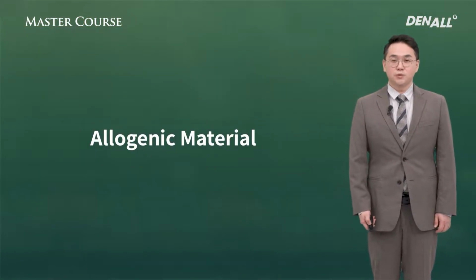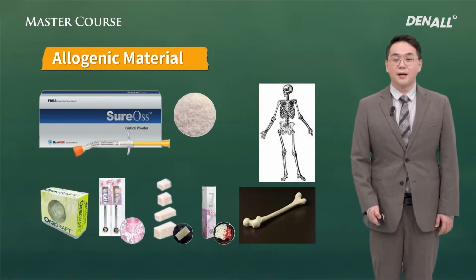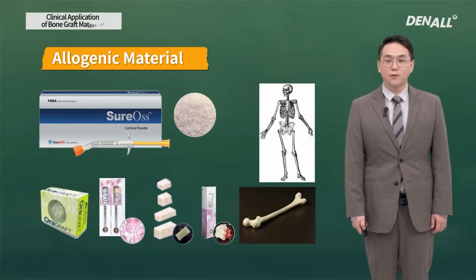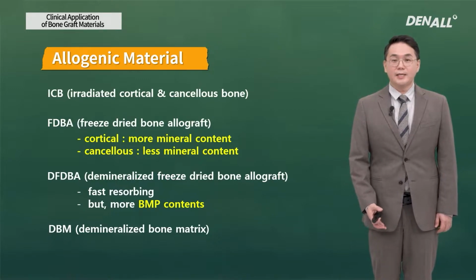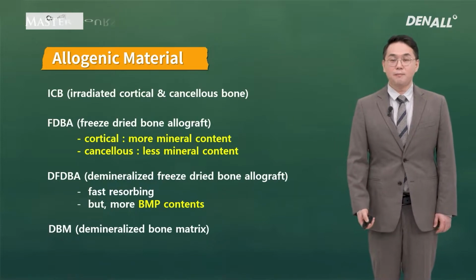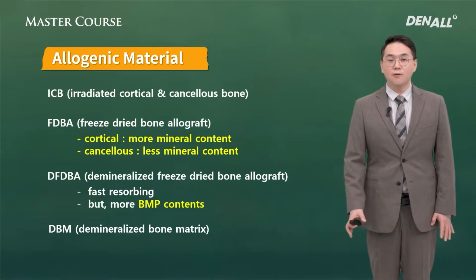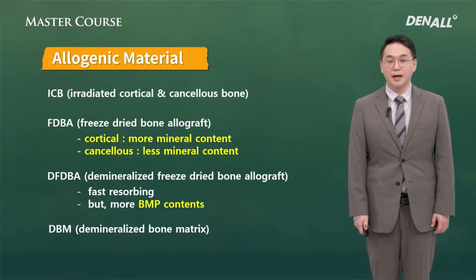Next, allogenic material. This is the processed bone from a donated corpse. There are many different allogenic materials in the market. With this material, it is very important to remove the antigenicity. It is similar to organ transplant that requires the removal of antigenicity. There are broadly 2 ways to do it: highly concentrated irradiation or rapid freezing.